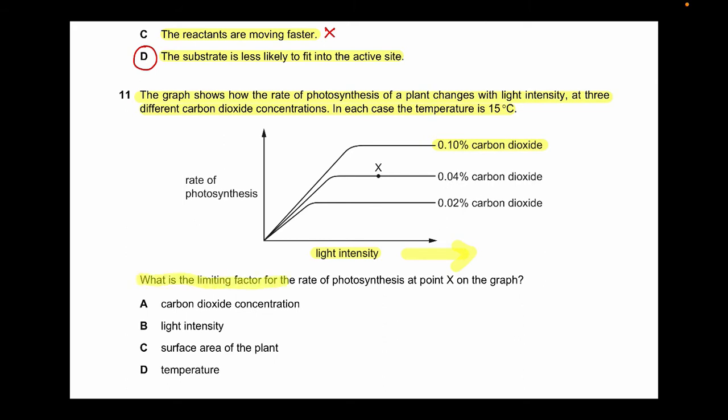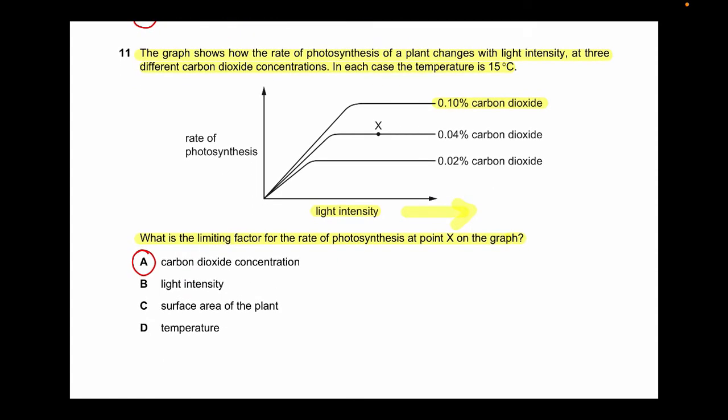What is the limiting factor for the rate of photosynthesis at point X on the graph? Guys, as we can see, the line has plateaued, meaning that the light intensity is no longer limiting. So the main thing that is actually limiting the rate of reaction is carbon dioxide concentration. So definitely A is the correct answer. Carbon dioxide concentration is limiting the rate of reaction at point X.